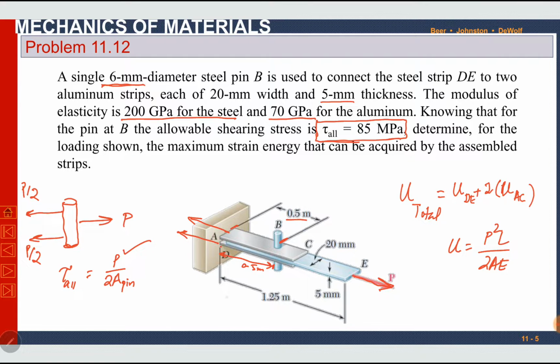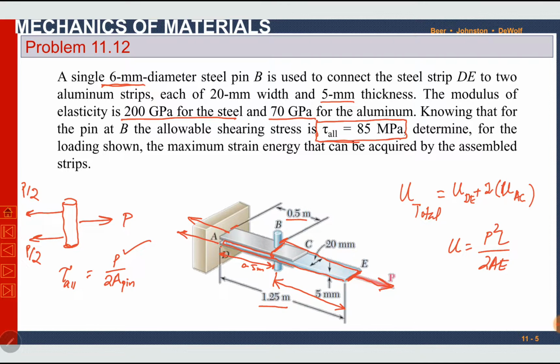Plate DE, the total length is given as 1.25, but the whole of the length is not under force or under tension. This plate is under tension between point B and point E only. This part of the plate is free. There is no force on this plate DE beyond point B. This plate is under tension between point E and point B only.